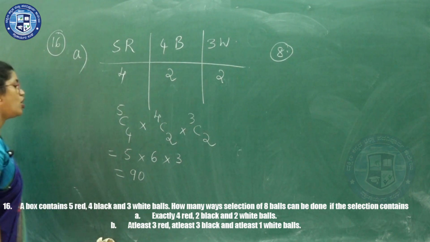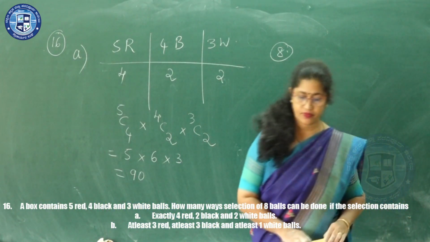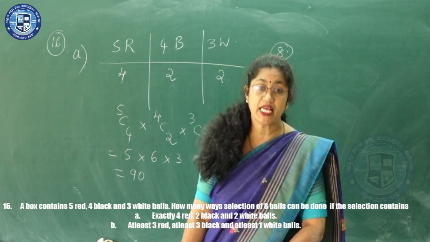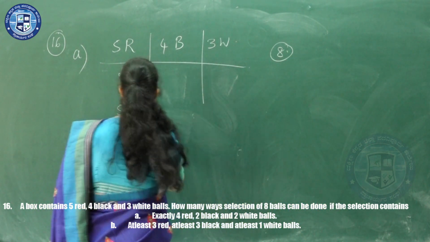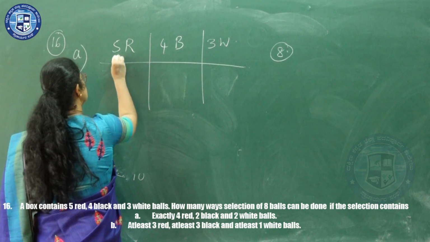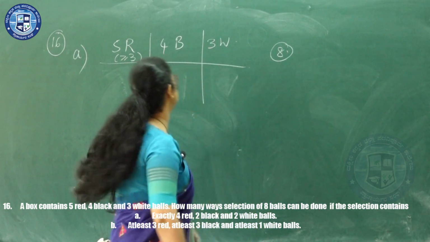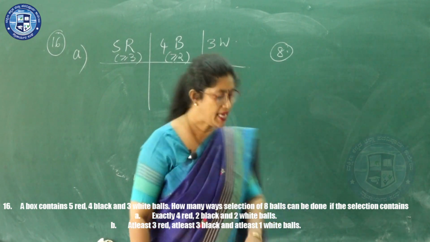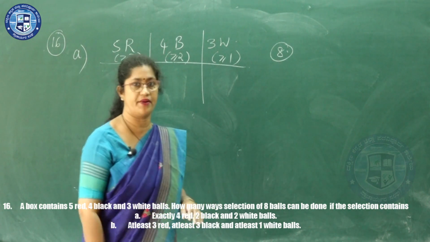Now let us look at option B. Option B says, how many selections are possible if there are at least 3 red? So there is a restriction now that the red should be at least 3, which means greater than or equal to 3. At least 2 black, greater than or equal to 2, and at least 1 white, so this one is greater than or equal to 1.